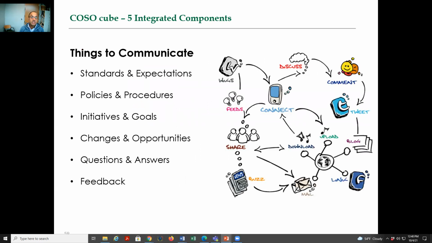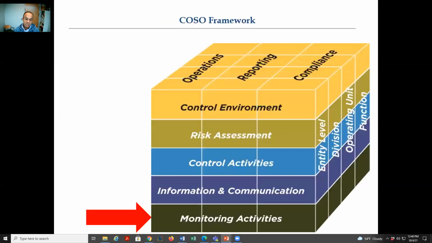What are the things we need to communicate? We need to communicate the standards, the expectations, the policies, the procedures, the initiatives, the goals, the changes, the opportunities, and be able to answer any information or questions.